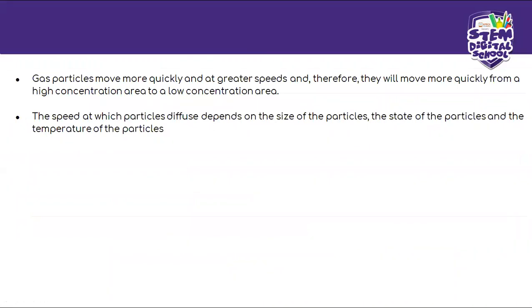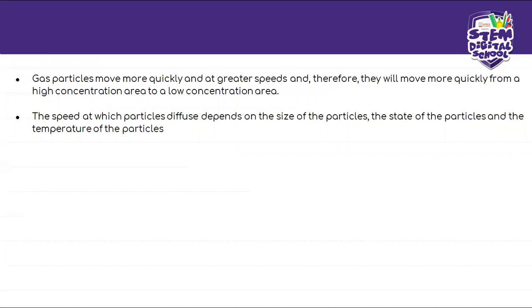Now, gas particles move more quickly and at a greater speed, and therefore they will move more quickly from a higher concentration to a lower concentration. So this point is explaining why gases move faster than what? Liquids. Just an addition. The speed at which particles diffuse depends on the size of the particles, the state of the particles, and the temperature of the particles. So what does that mean?